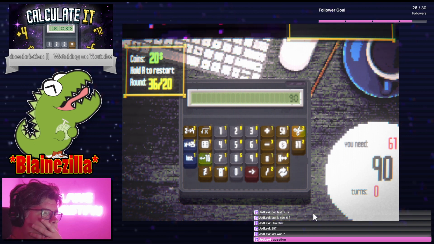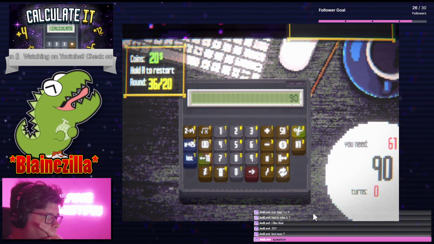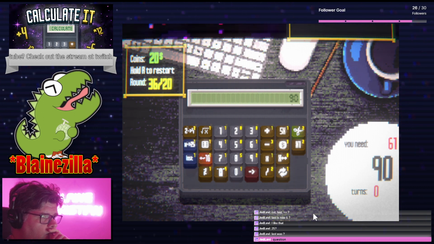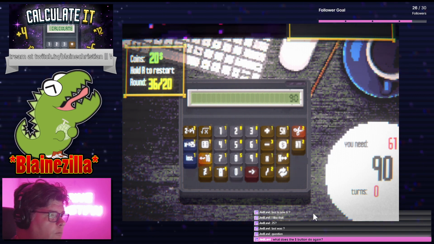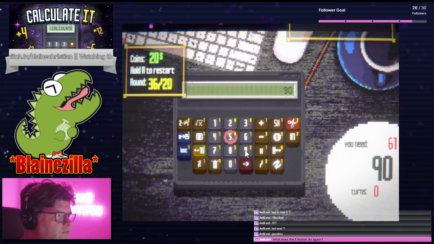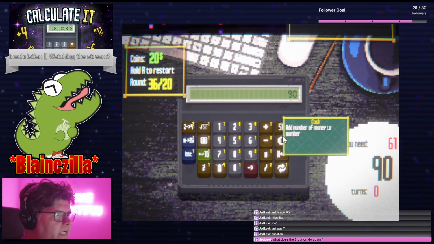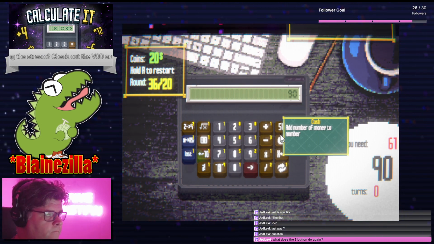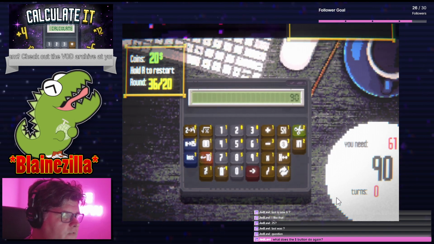Yes, fire away. We'll add 20 in this case. We have 20 coins, so it'll add the amount of money you have. So just in this particular case, it'll get us to 110.